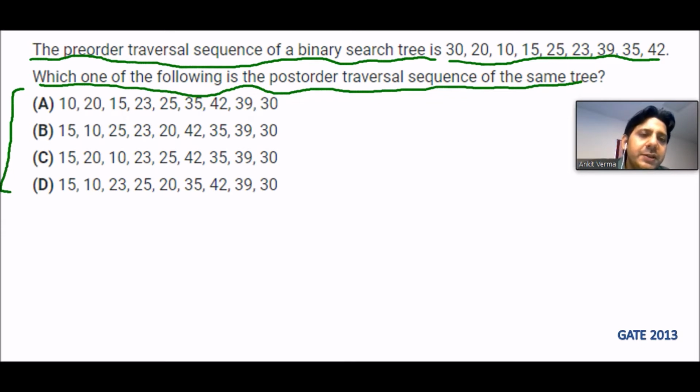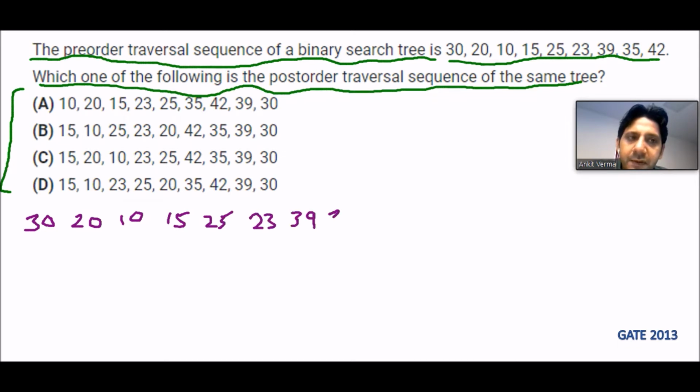First of all, they have given us the pre-order sequence, which is 30, 20, 10, 15, 25, 23, 39, 35, and 42. We are aware that we cannot construct the tree without the in-order. So first of all we have to find out the in-order, and I guess everybody is aware that the in-order of a binary search tree is the proper sequence of all the numbers in ascending order. So we arrange all the numbers in ascending order, and it will create the in-order.